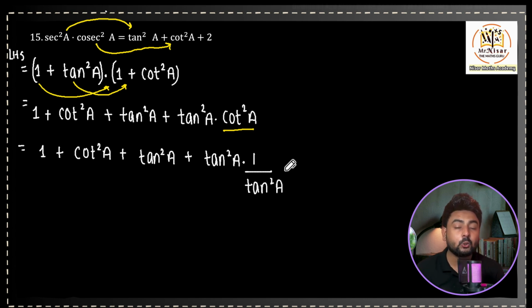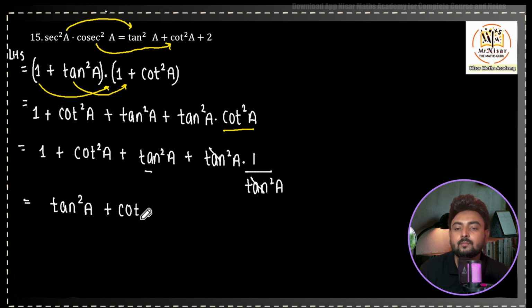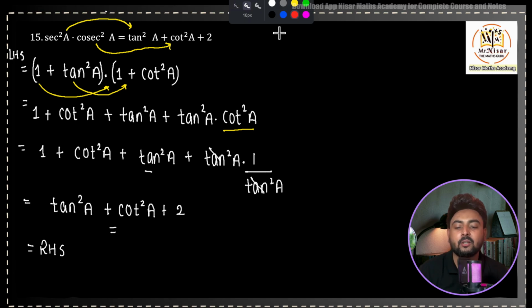Again I am repeating, go and see the first video, learn each and every formula and concept and come back. This tan will get cancelled. What will remain then? This is 1 plus 1. Now according to the proof I'll write first tan square A, because in the RHS first tan is given, then I'll write cot square A, plus 1 plus 1, it becomes 2, and this is the required RHS. I hope it is quite clear to you. So children, sometimes you have to see the question carefully. In the question only you will get the answer. Let's go ahead for the next question.